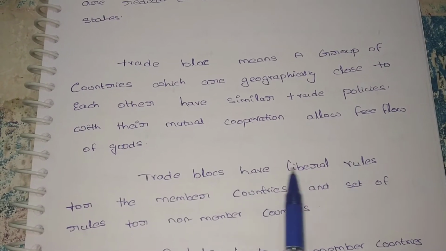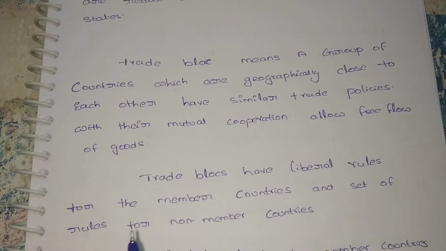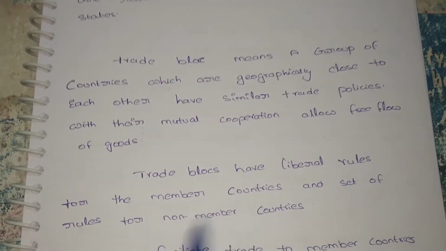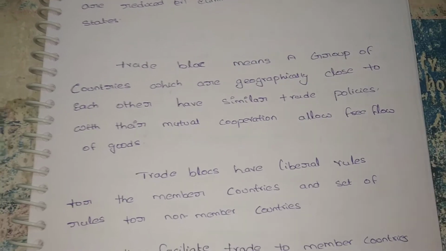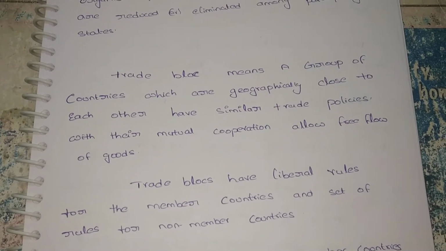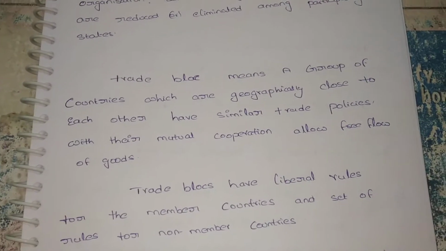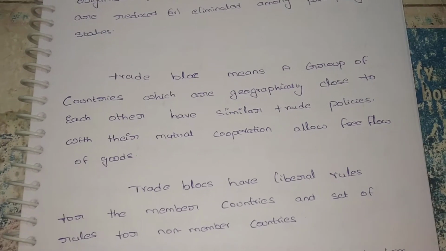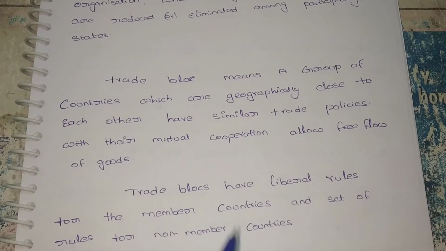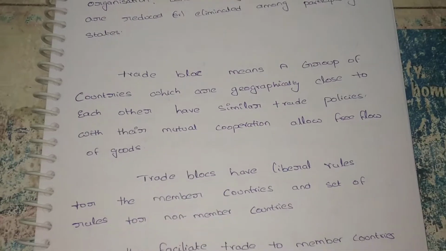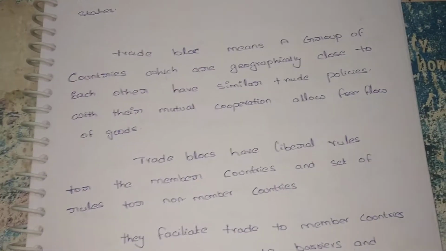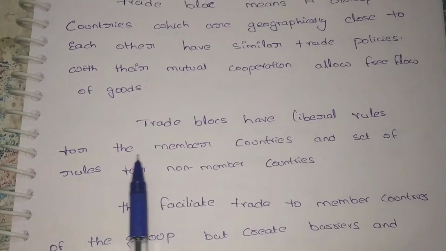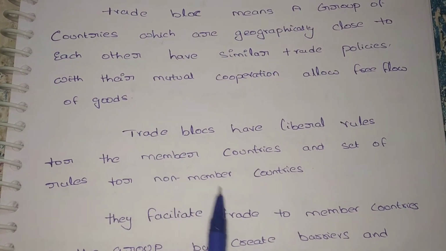A trade bloc has liberal rules, meaning very few rules. We already know that while exporting and importing goods there are a lot of restrictions and documents needed, but this mutual agreement needs only liberal rules. The rules are very few compared to other countries. There is a set of rules for member countries and a set of rules for non-member countries.